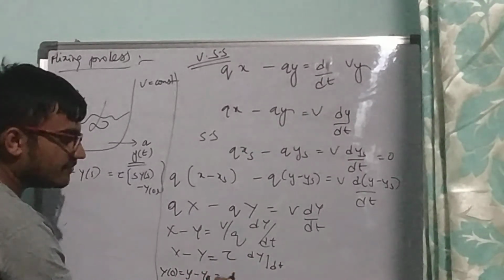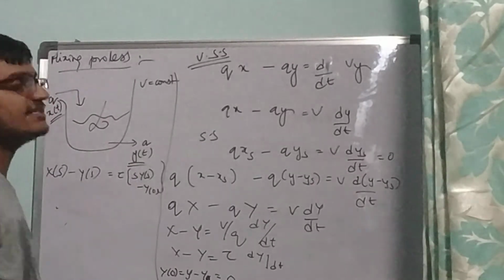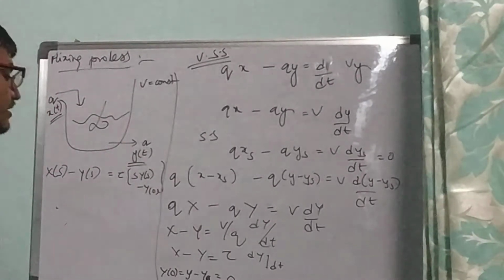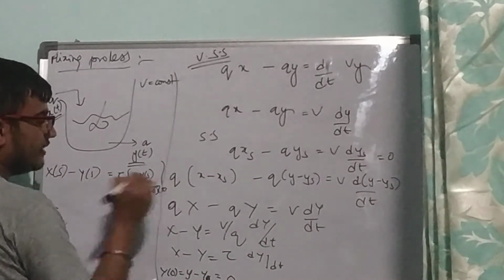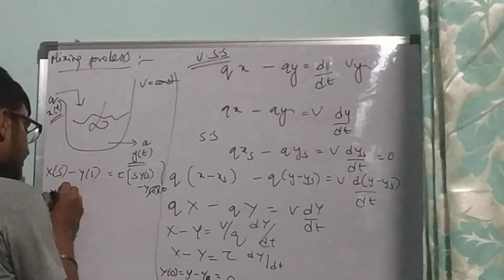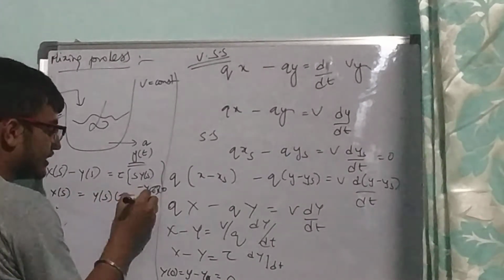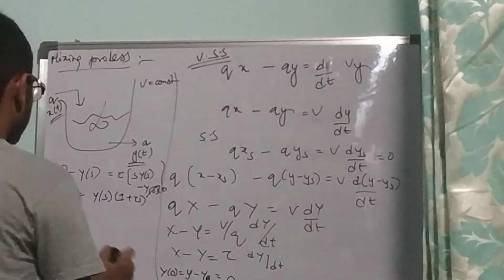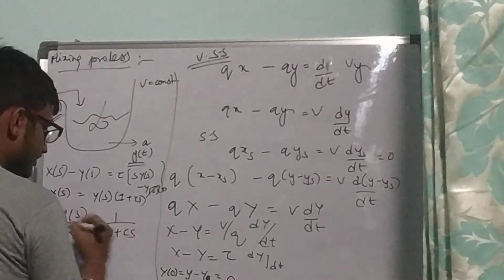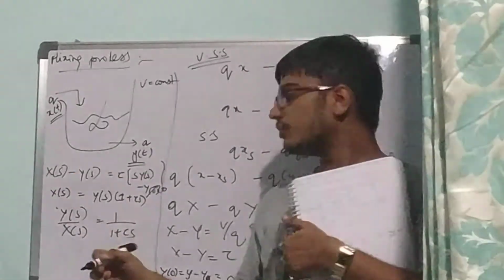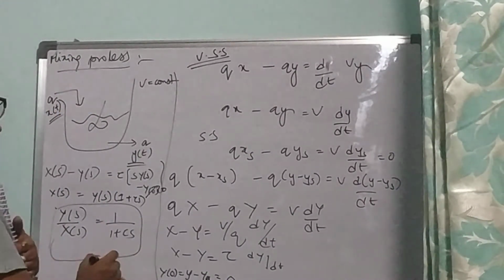Initially ys and y will be the same. Initially y and ys are at steady state and your initial value will be the same. This is our assumption everywhere. So y of 0 is 0, so this value will be 0. So x of s is equal to y of s into 1 plus tau s. So y of s by x of s is 1 by 1 plus tau s. The same that we got for the normal transfer function for mercury, the same you will get here.